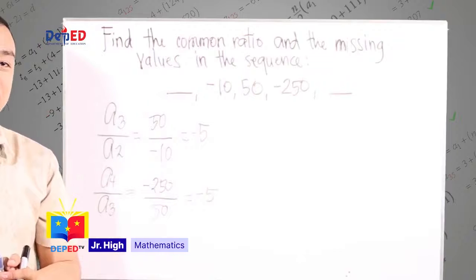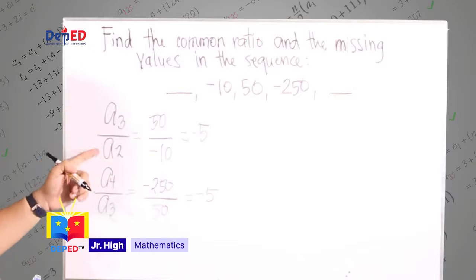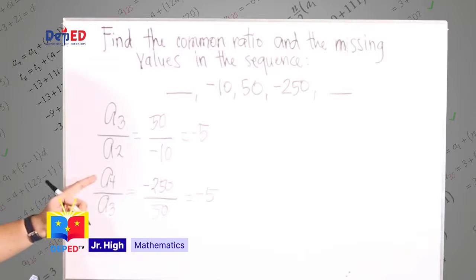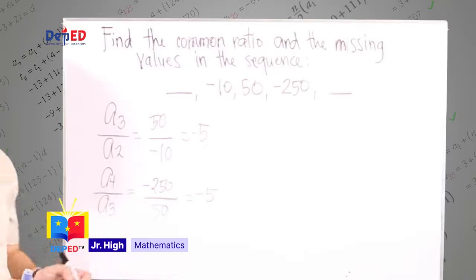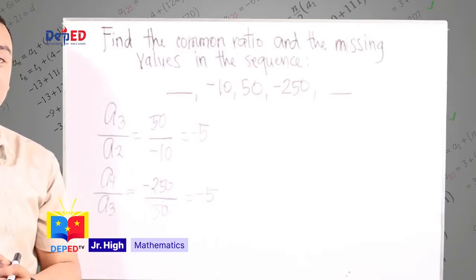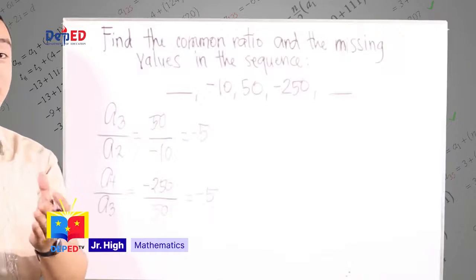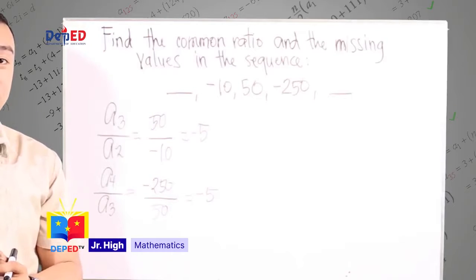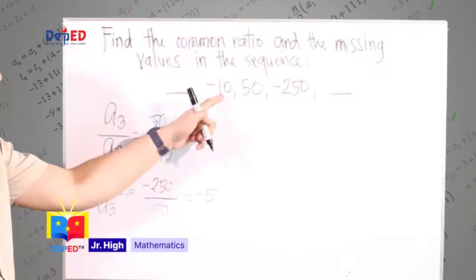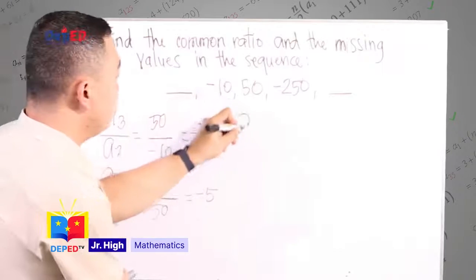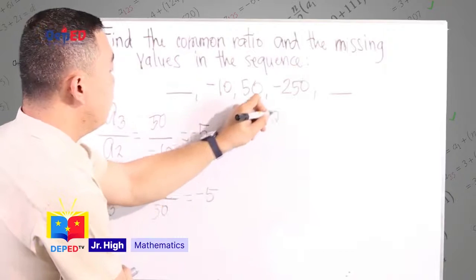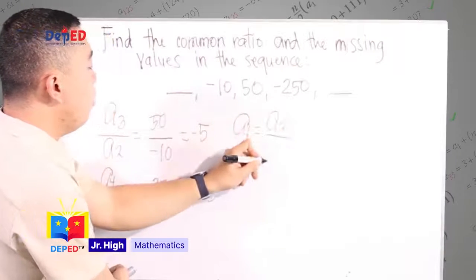See? If you use a sub 3 divided by a sub 2 or a sub 4 divided by a sub 3, you will get the same common ratio. Since we now have the common ratio, let's find the first term, and that is by dividing the second term, a sub 2, by the common ratio.